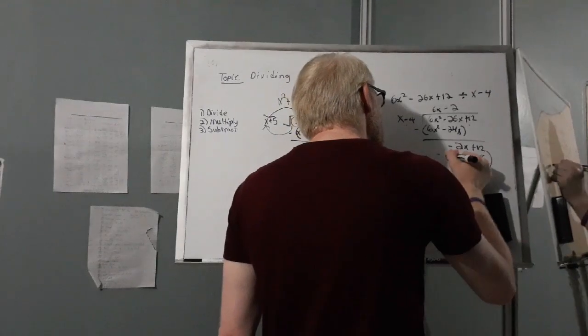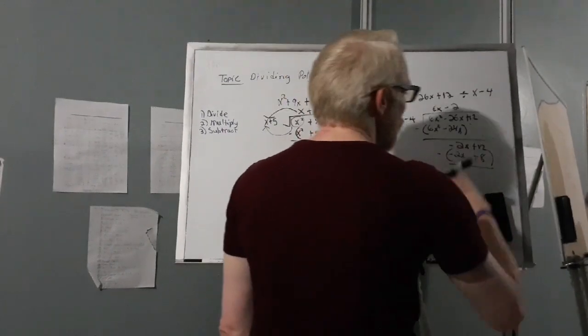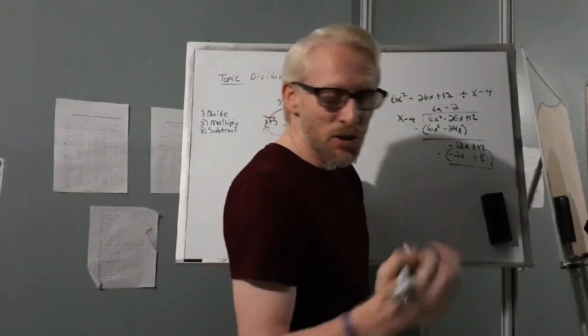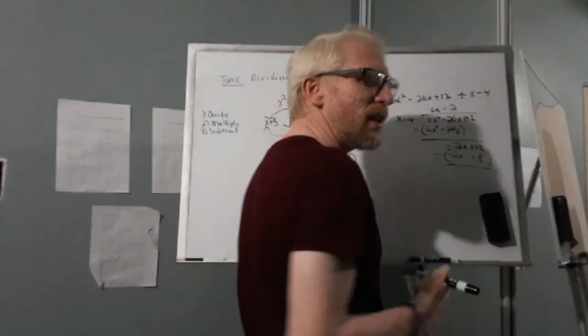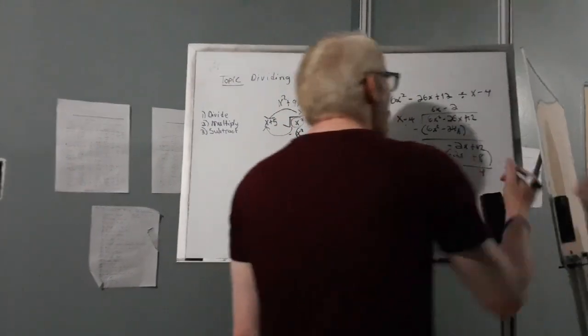And of course, I am going to subtract, which means I'm going to distribute that negative right here. What you're going to do is negative 2x minus negative 2x, which is negative 2x plus 2x, which is 0. And then 12 minus 8 is 4. So I have a remainder of 4.